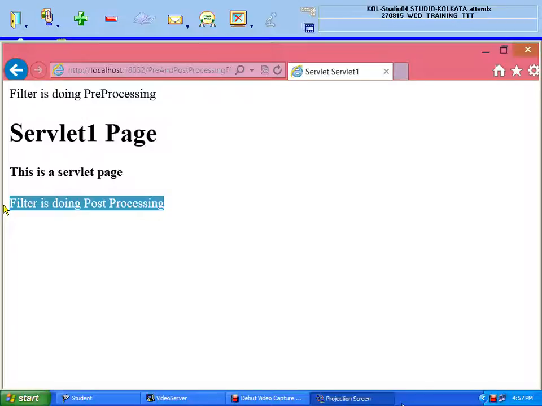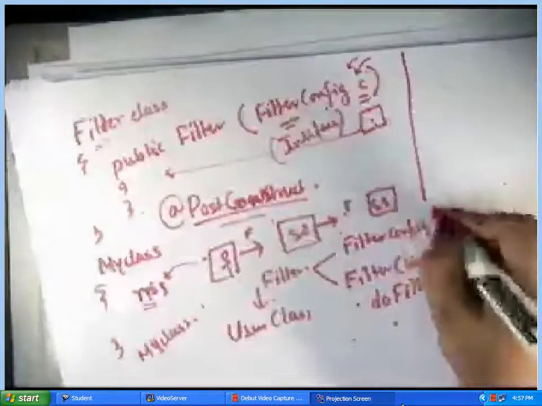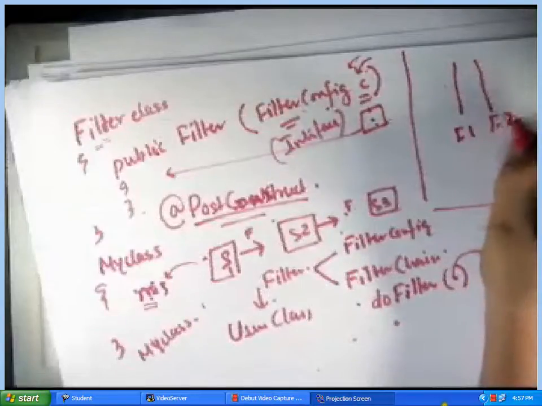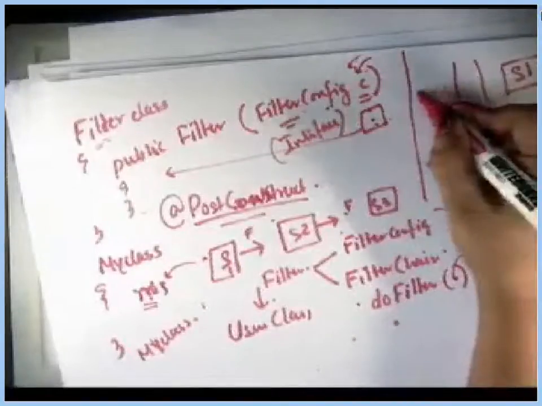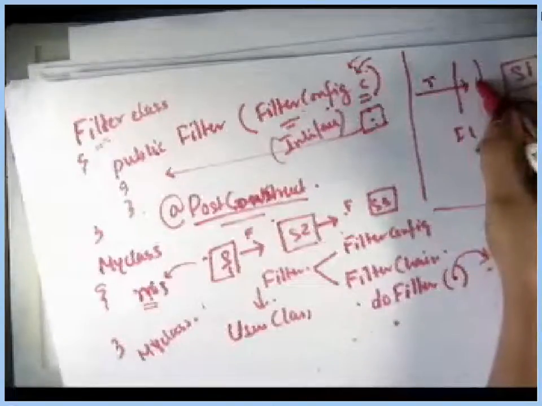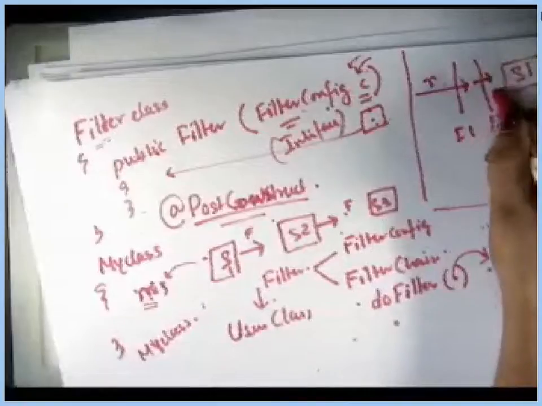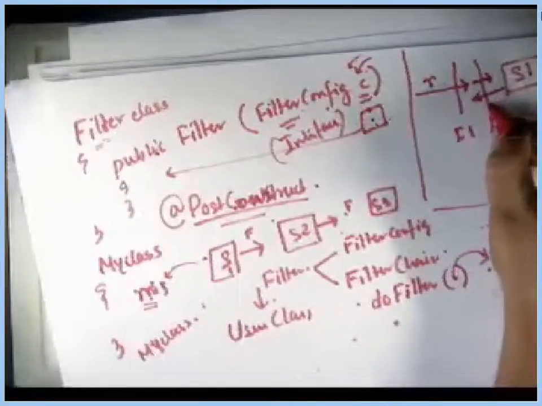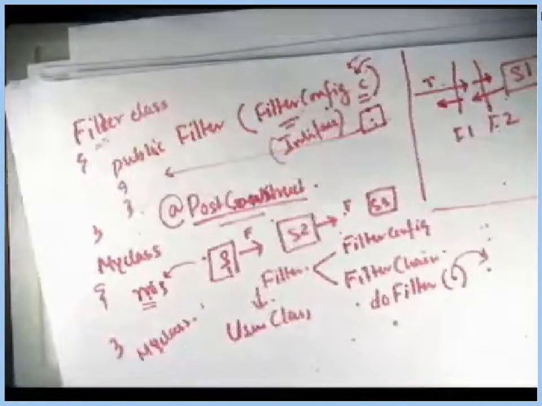Showing you this. If there are multiple filters placed, filter 1 and filter 2, and there is a servlet 1, the first filter will be applied to the request, and then the second filter will be applied. Now when the response is coming, the second filter will be applied first, and then the first filter. This is the order of execution.